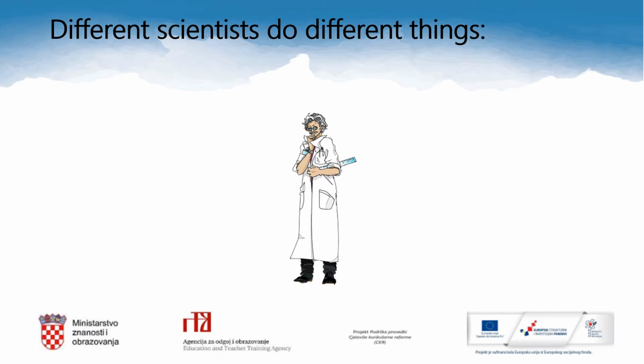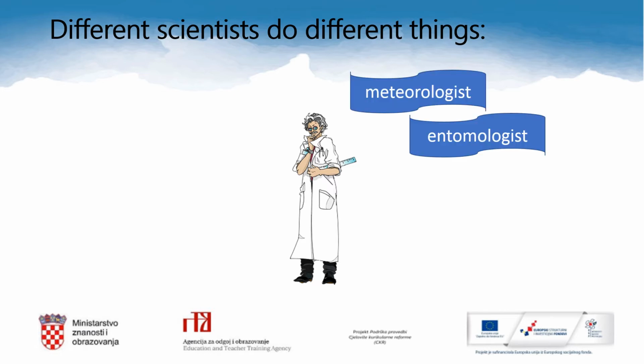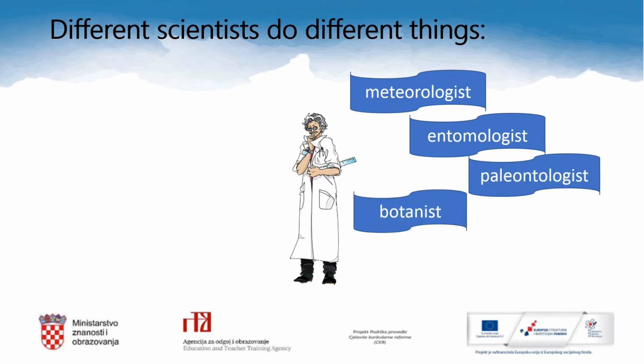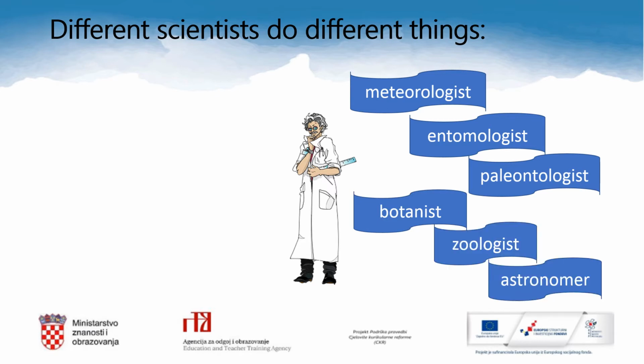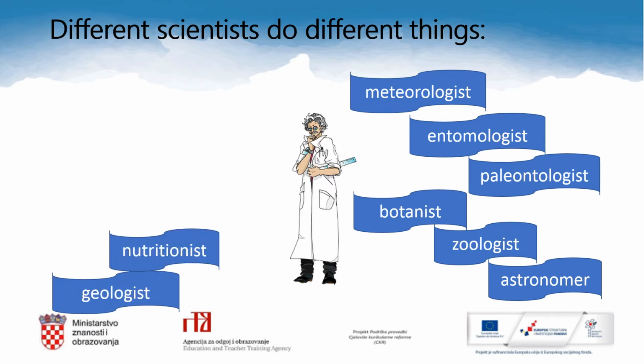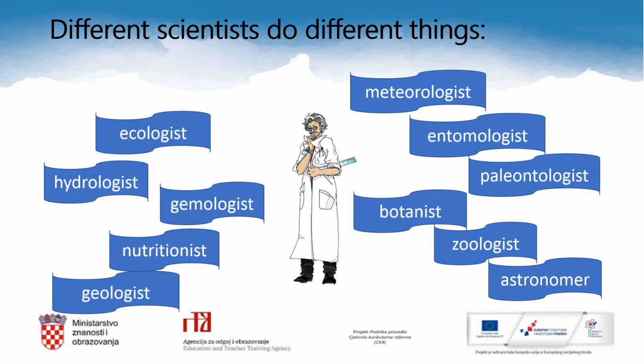There is quite a number of scientists in the world, and different scientists do different things. So there is a meteorologist, an entomologist, a paleontologist, a botanist, a zoologist, an astronomer, a geologist, a nutritionist, a gemologist, a hydrologist, an ecologist, an oceanographer.